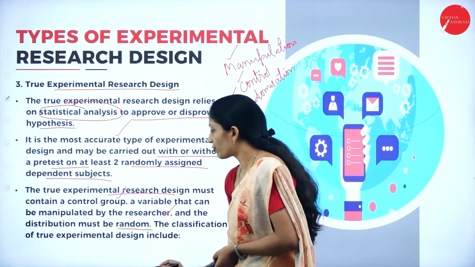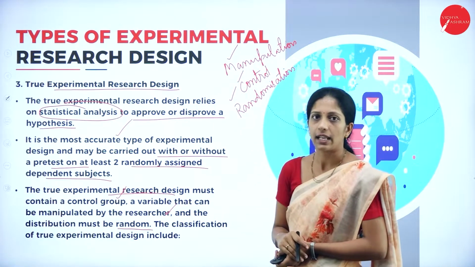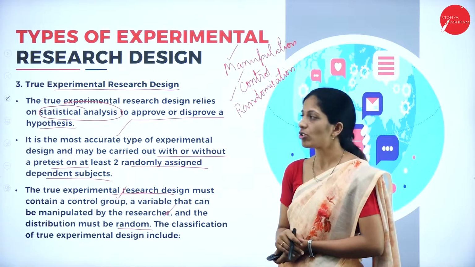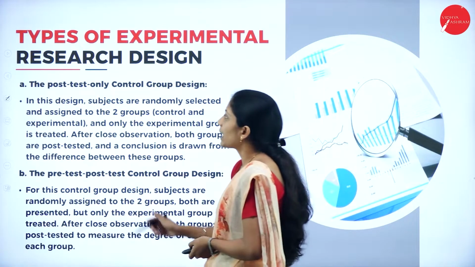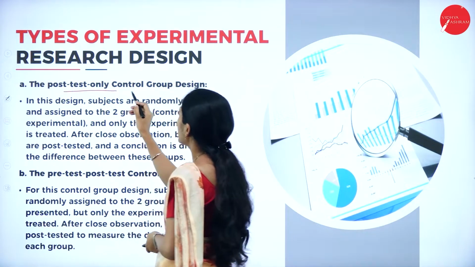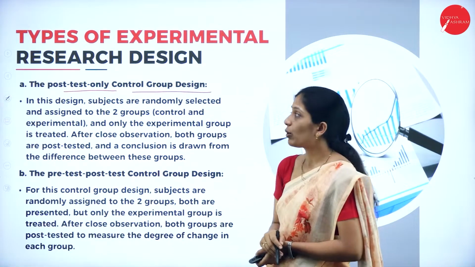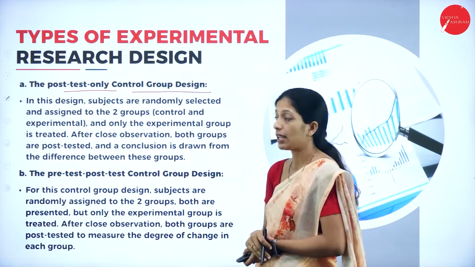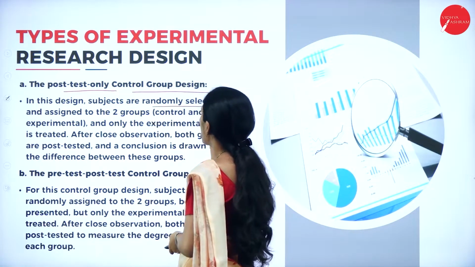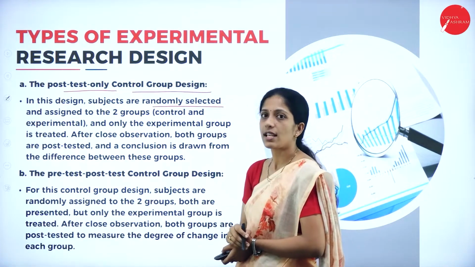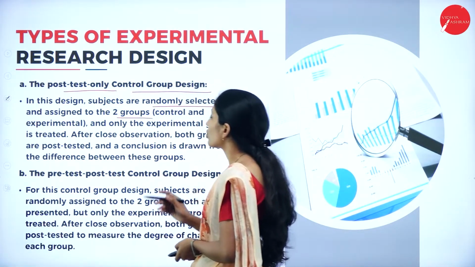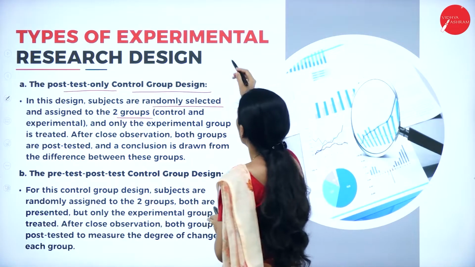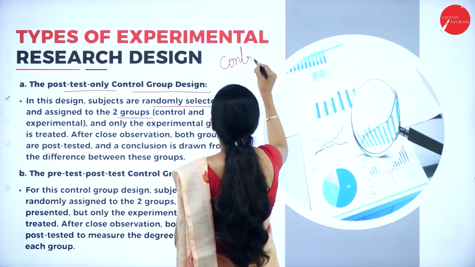The classification of true experimental research design includes the following. Let us see what the types of true experimental research design are. The first one is the post-test only control group design. Now what do you mean by that? The post-test only control group design. In this design, subjects are randomly selected and assigned to 2 groups. So here the subjects are placed into 2 groups. One is the control group, the other one is the experimental group.